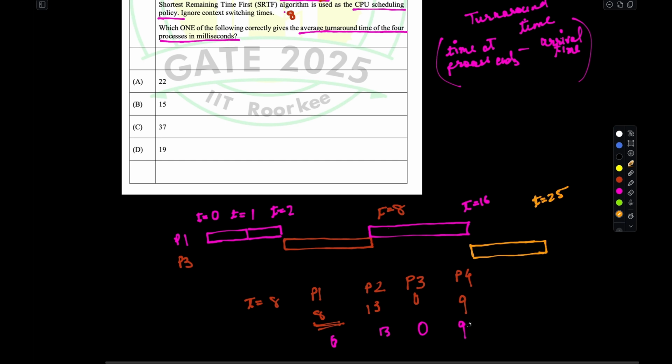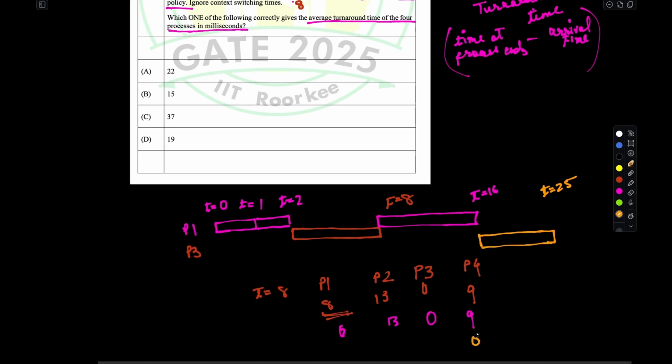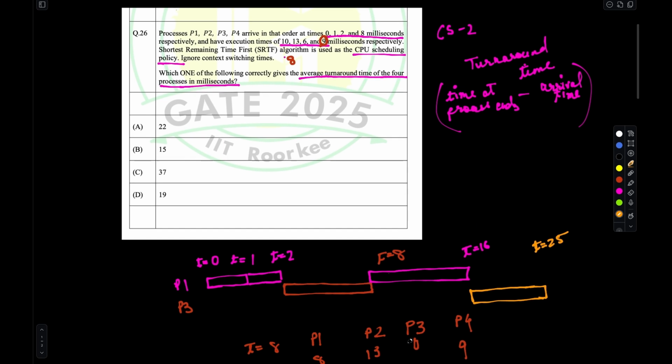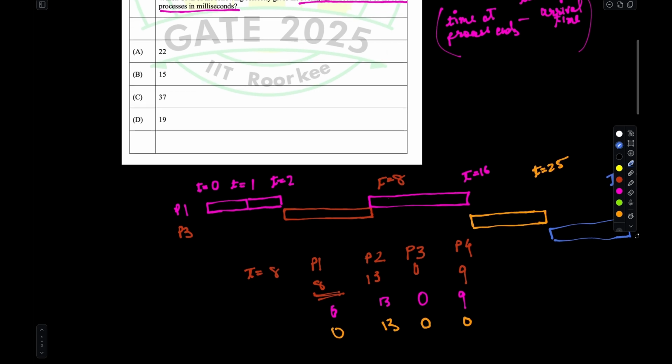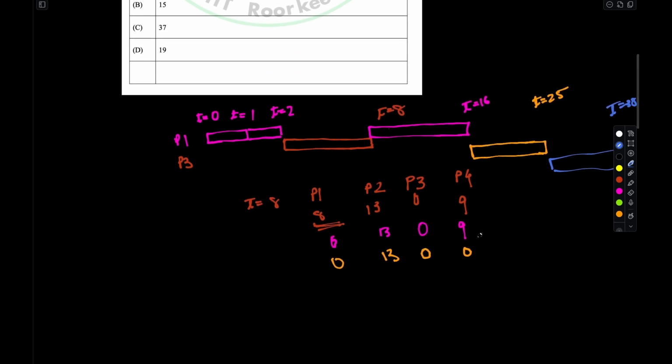And at t equals 25, P4 would also become 0. P3 will be 0, P1 will be 0, and we would have P2 with 13 seconds remaining. So P2 will get to run last on the CPU. So at t equals 38, our P2 would also be over. So from this, can you tell me the turnaround time for each process?